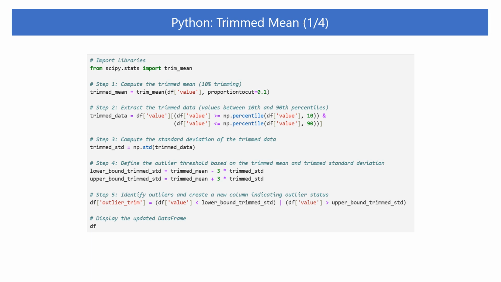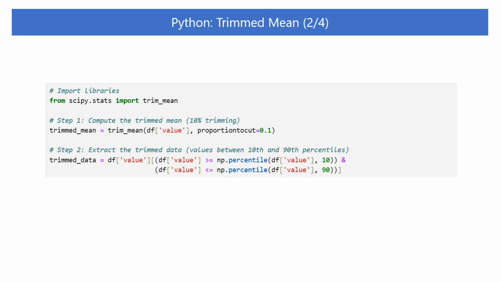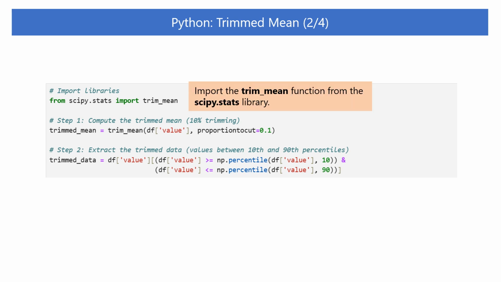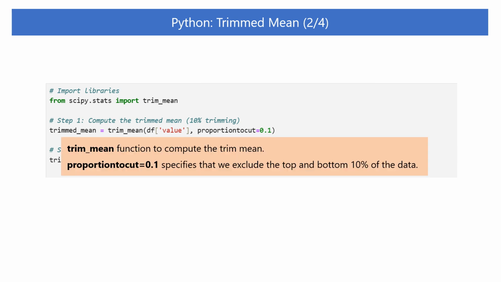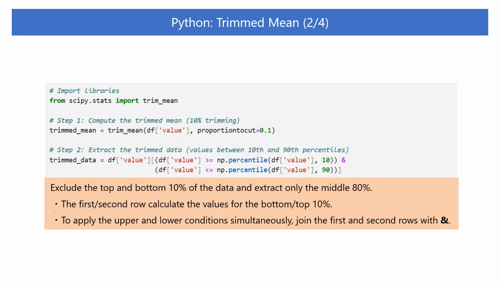Outlier detection using trimmed mean can be performed with this code. Let's look at the first half. We import the trim_mean function from the scipy.stats library. In step 1, we use the trim_mean function to compute the trimmed mean of the column value of df. The proportion to cut equals 0.1 specifies that we exclude the top and bottom 10% of the data. In step 2, we exclude the top and bottom 10% of the data and extract only the middle 80%.